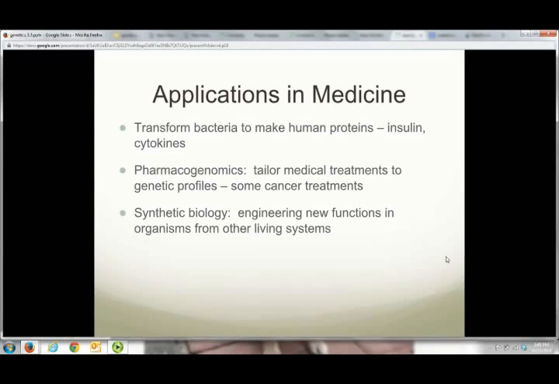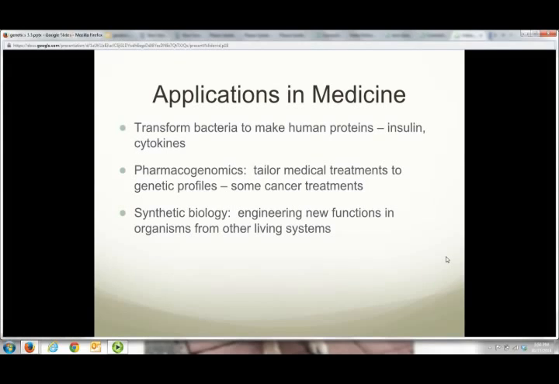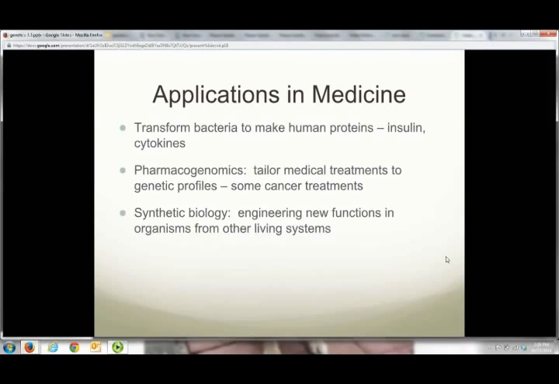With pharmacogenetics, we can tailor medical treatments to the genetic profiles. This is being used in some cancer treatments where you identify the genetic profile of that particular tumor and then administer medications that are specifically targeted to that particular genetic profile. Synthetic biology involves engineering new functions in organisms from other living systems.